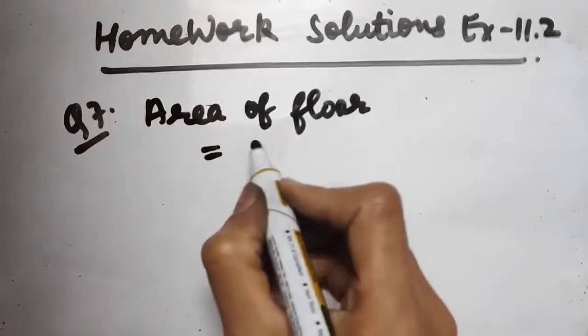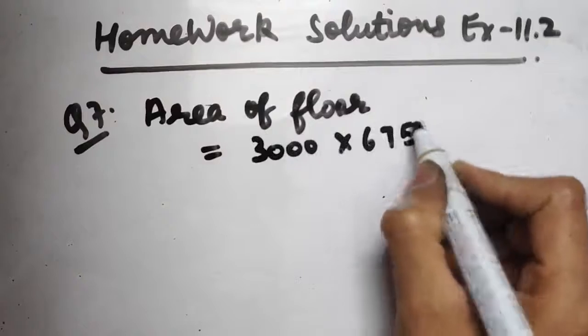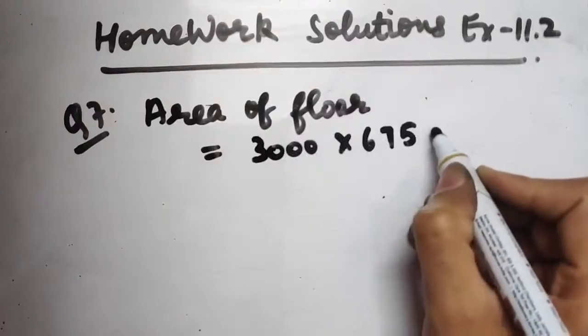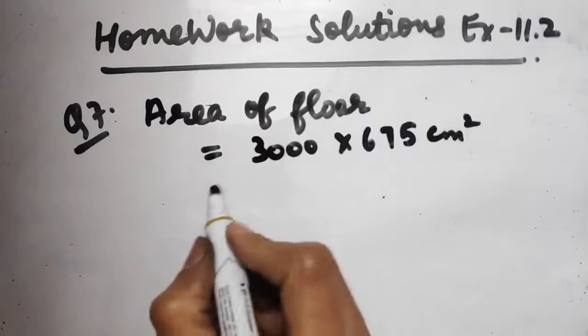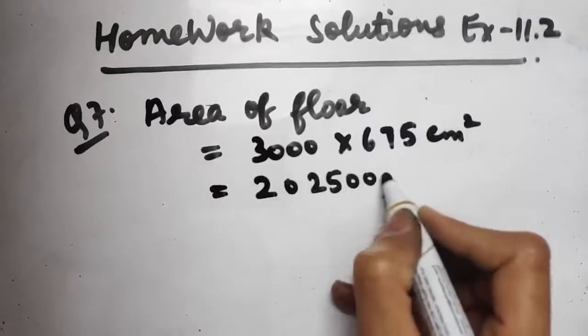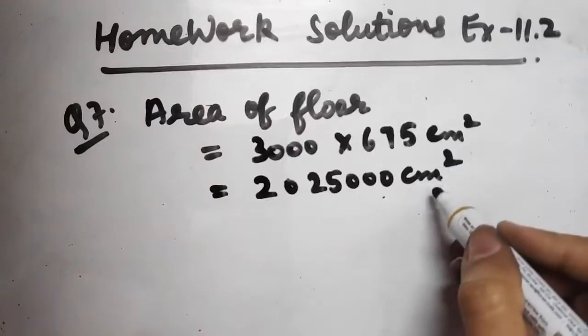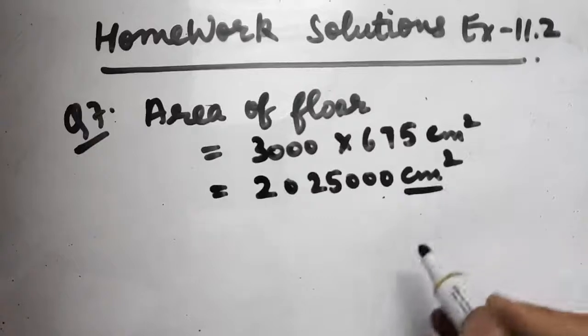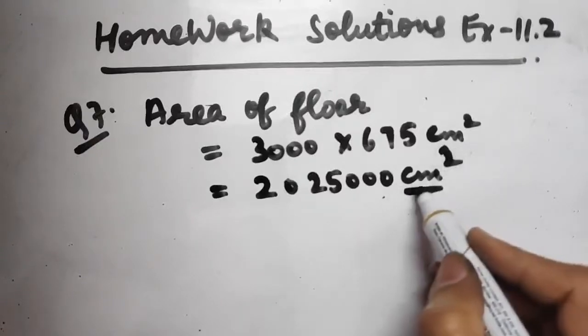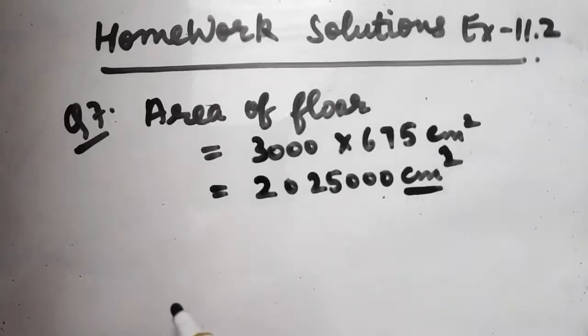It is equal to 3000, number of tiles, into area of one tile, we have calculated as 675 centimeter square. So after multiplication you will be getting this much area. Now the cost per meter square is rupees 4. It is given to us in meters square. So we are supposed to convert this area of floor, which we have calculated in centimeter square, into meters square.